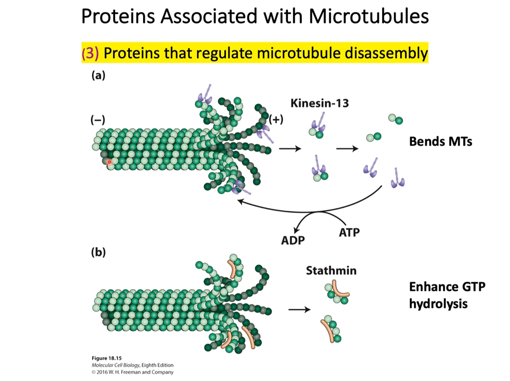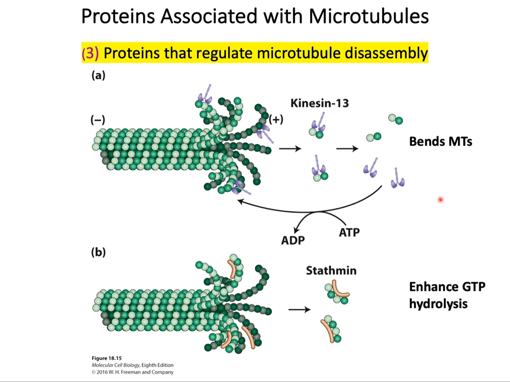When we think about microtubules, we usually think of just growth at the plus end and disassembly at the minus end, but there are occasions, especially during the cell cycle, where you require depolymerization at the plus end. This is mediated by a number of proteins, and the best characterized of these are known as kinesin 13 and stathmin.